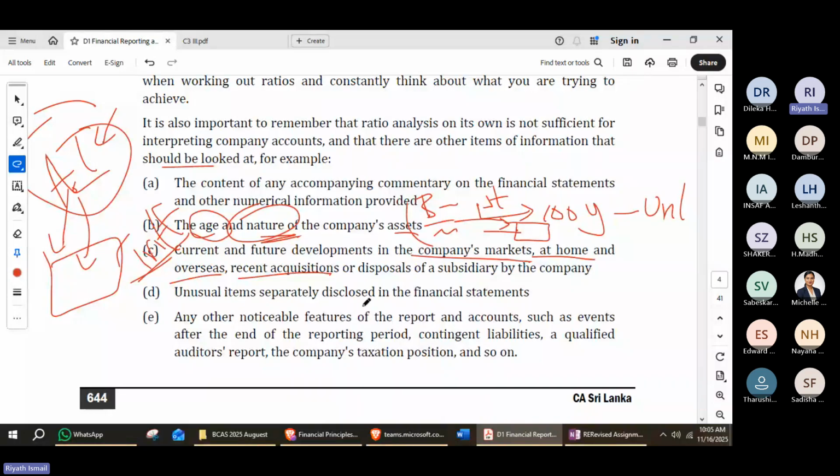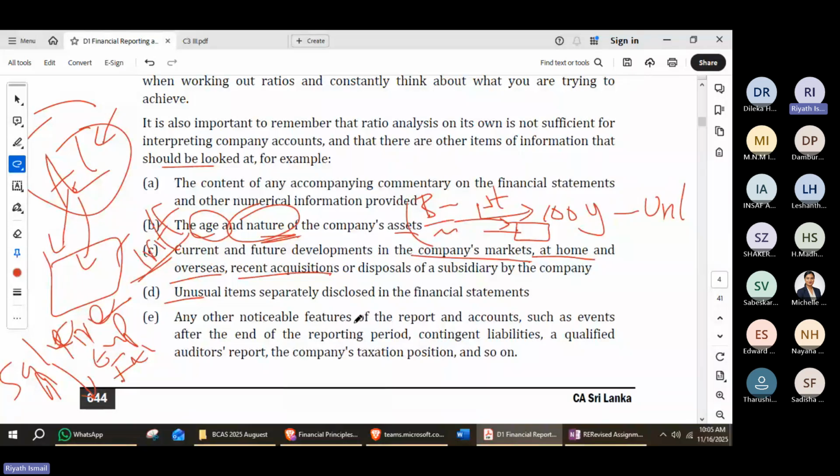Unusual items separately disclosed in the financial statement, like a fire accident, or employee strike, or pollution, may happen. Those are unusual things, and also the sale of a particular unit or one particular plant may occur one time in a particular period. So that also you have to consider.